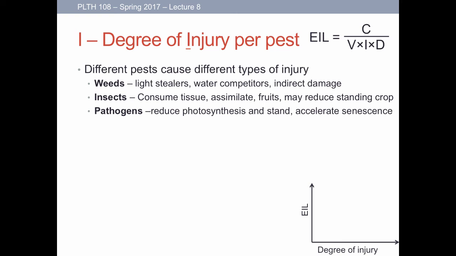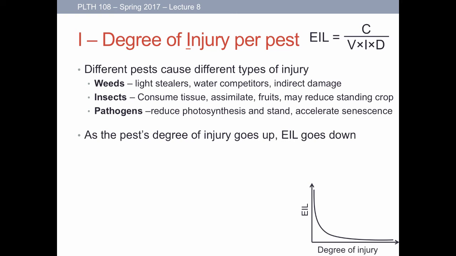On the flip side, you have things like insects that consume tissues, fruits, and assimilates, and pathogens that generally reduce photosynthesis or can completely wipe out plants depending on what they are. And so depending on the severity of the damage you see, you're going to shift your economic injury level up and down. Essentially, as the degree of pest injury goes up, the economic injury level goes down.